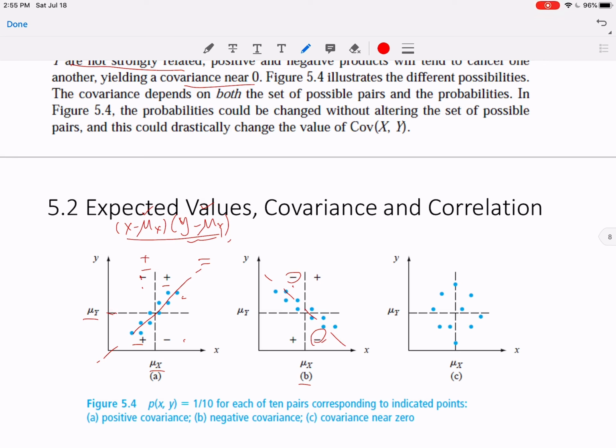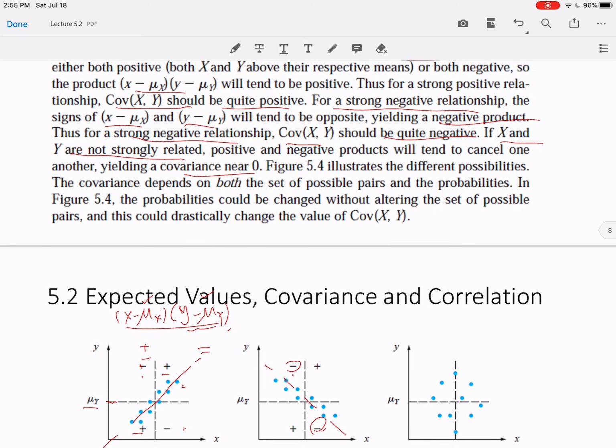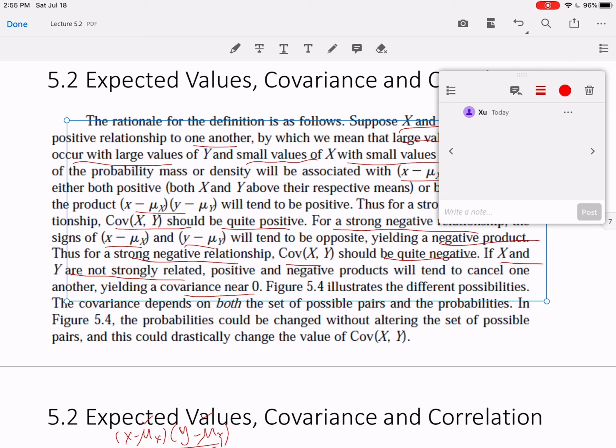All right. In the third case, there is no trend. We cannot tell whether there is a positive or negative trend from graph number 3. In this case, the covariance of x and y is roughly equal to 0. I hope that makes sense to you based on the graph and the statement over here.